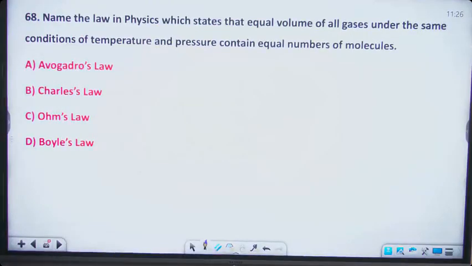Name the law in physics which states that equal volumes of all gases under the same conditions of temperature and pressure contain equal number of molecules. Avogadro's law.